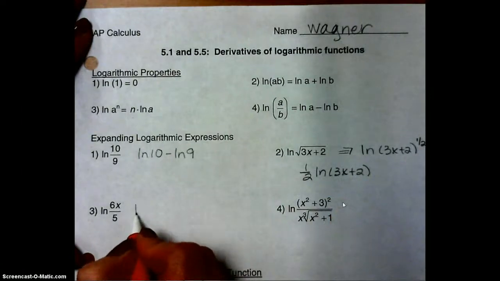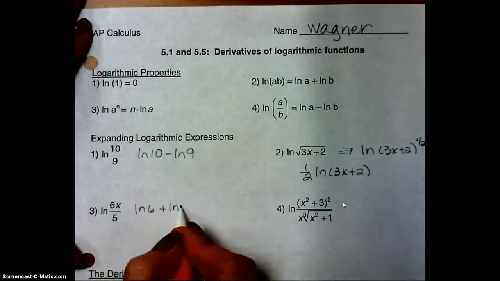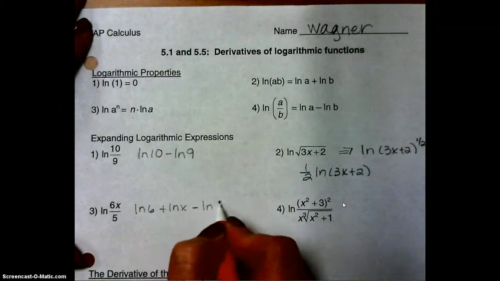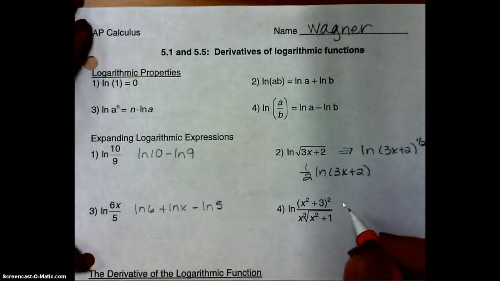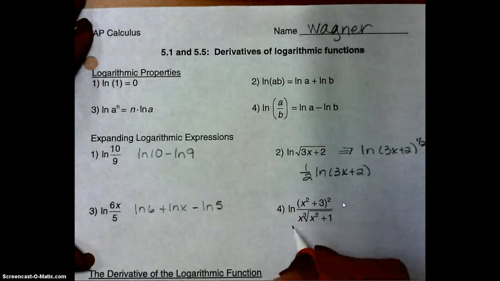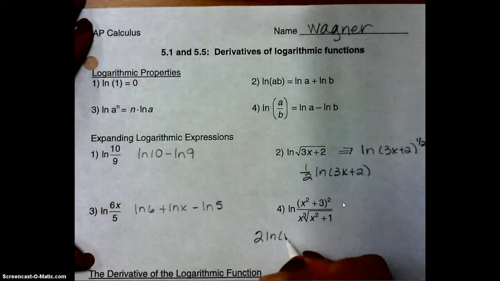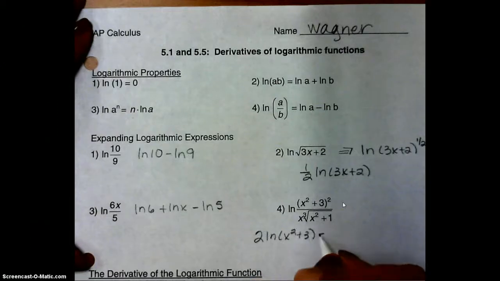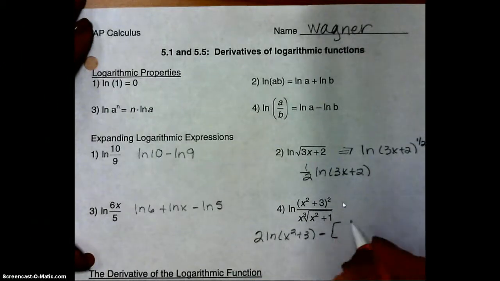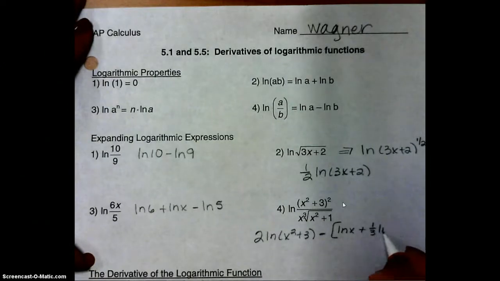Here, we've got natural log of 6 plus the natural log of x minus the natural log of 5. And here, this one looks pretty complicated. We're going to make this 2 natural log of x squared plus 3 minus, and we need to bracket this because we're going to have more than one inside, natural log of x plus 1/3 natural log of x squared plus 1. We review those properties because those properties are the properties that are going to make taking a derivative of a natural log much, much easier to do.